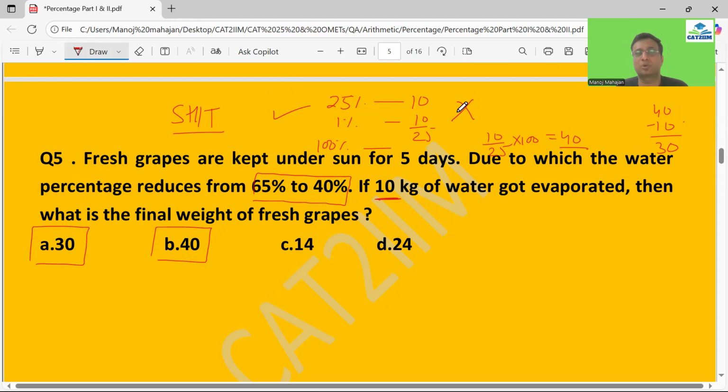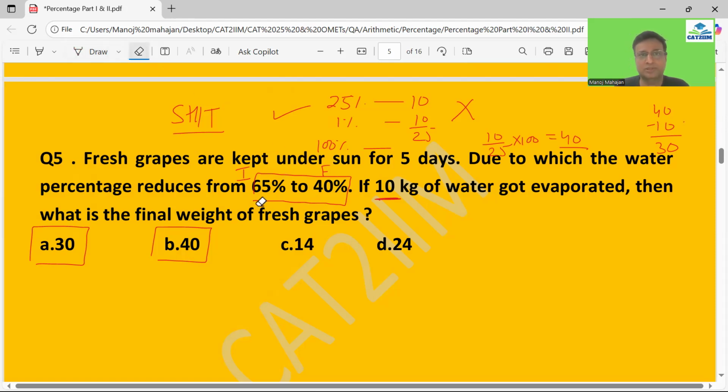So let's understand over here. See, 65% is of the initial. Remember that. So this you're going to calculate of the initial weight. This is of the final. So you don't have the same base. You don't have the same number. So never apply such kind of trick over here.